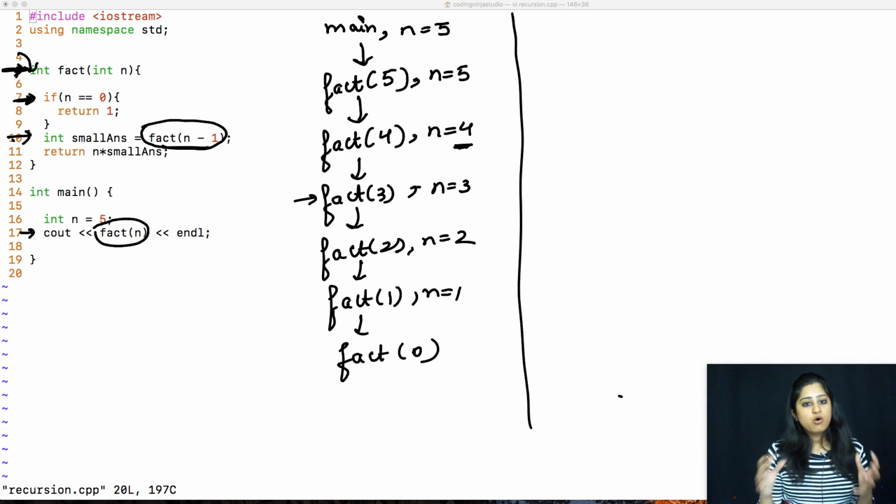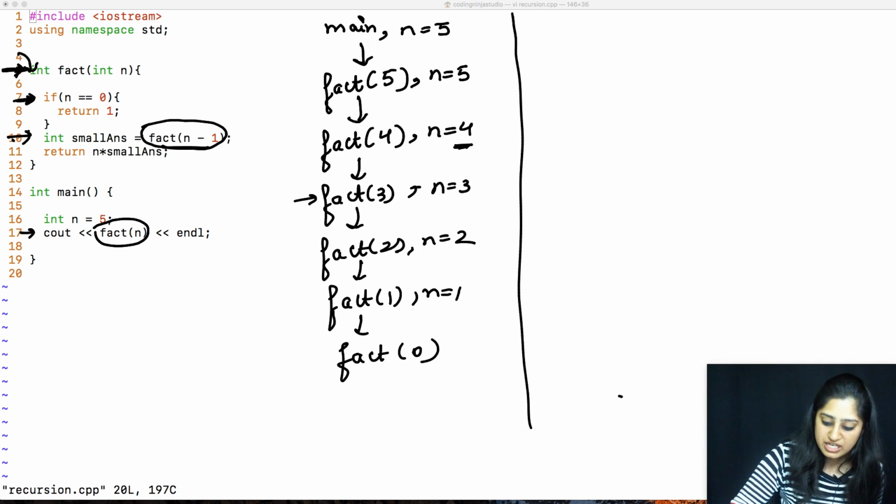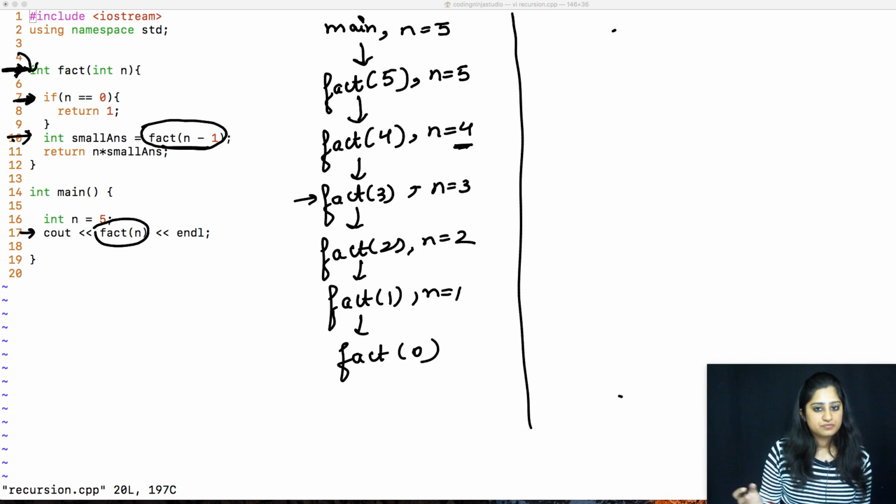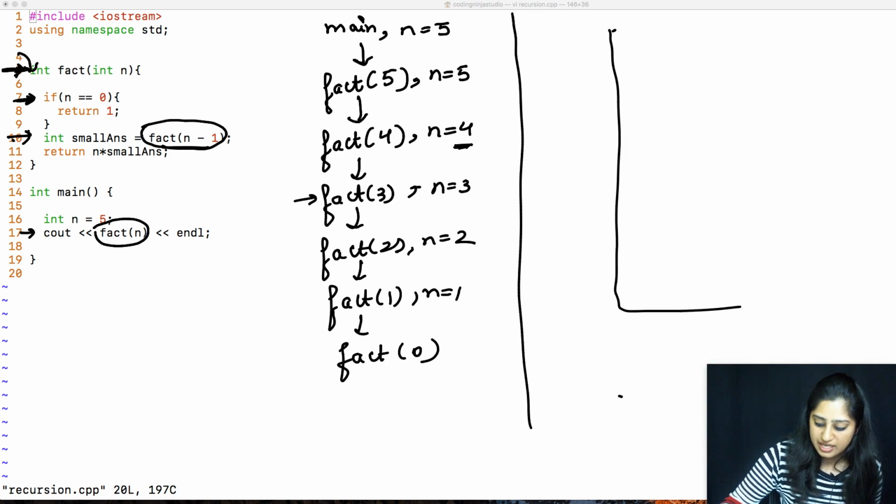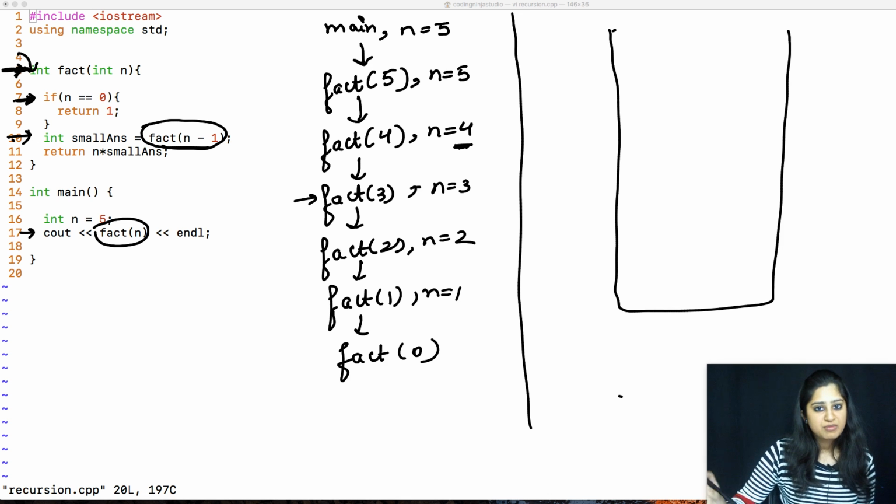So whatever function calls that we make, obviously the system has to store them somewhere. They must be stored somewhere. So they are stored in a memory portion called stack. So all the calls that you make are actually stored in a memory portion called stack. I am just drawing this stack memory here.